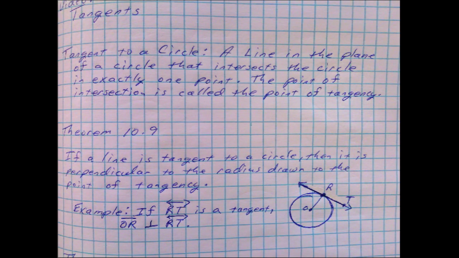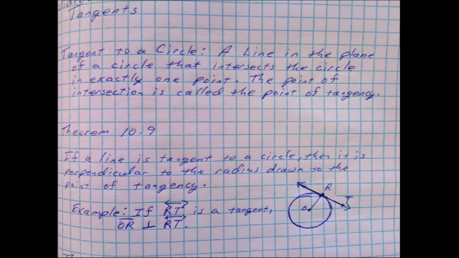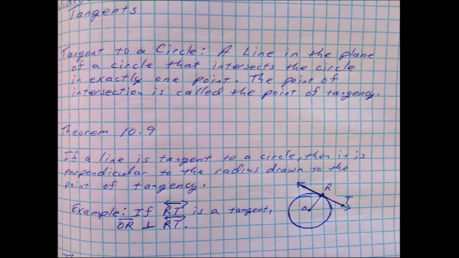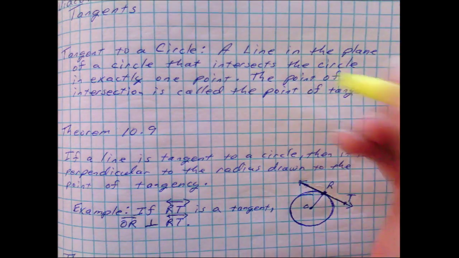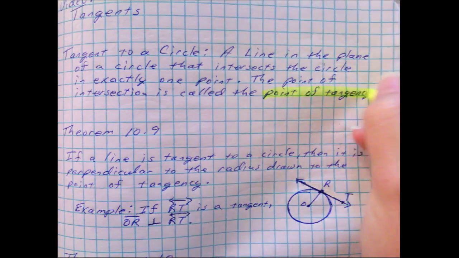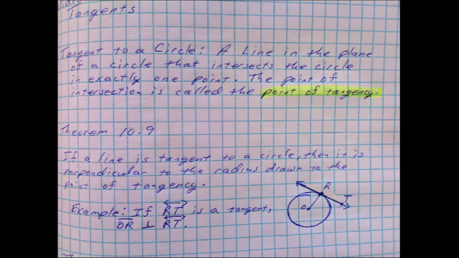A tangent to a circle is a line in the plane of a circle that intersects the circle in exactly one point. That point of intersection is called the point of tangency. So if we have a line that comes near a circle and it touches that circle at exactly one point, then we call that tangent, and that point is our point of tangency.